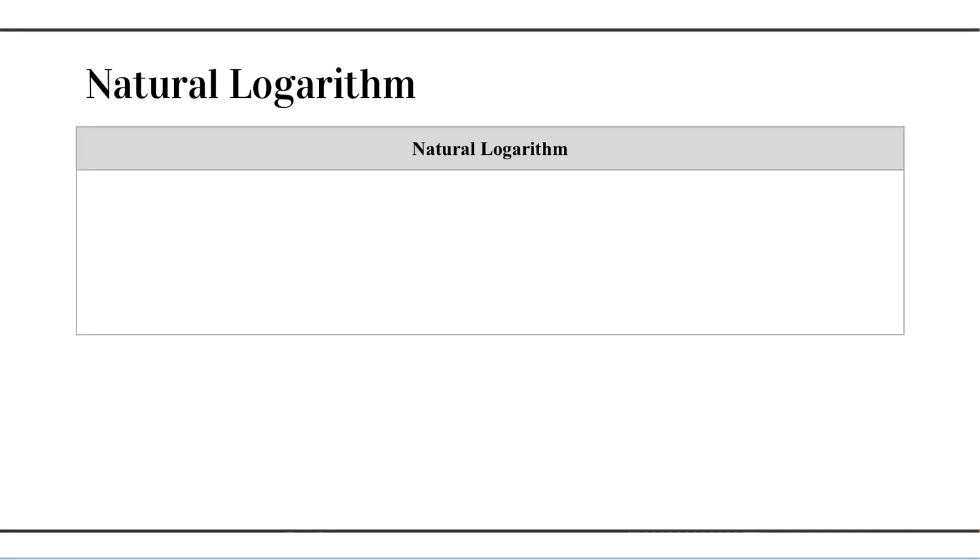All right, so a natural logarithm is still a logarithm, but what makes a natural logarithm special is that when you have a logarithm of base e, then we call this the natural logarithm.